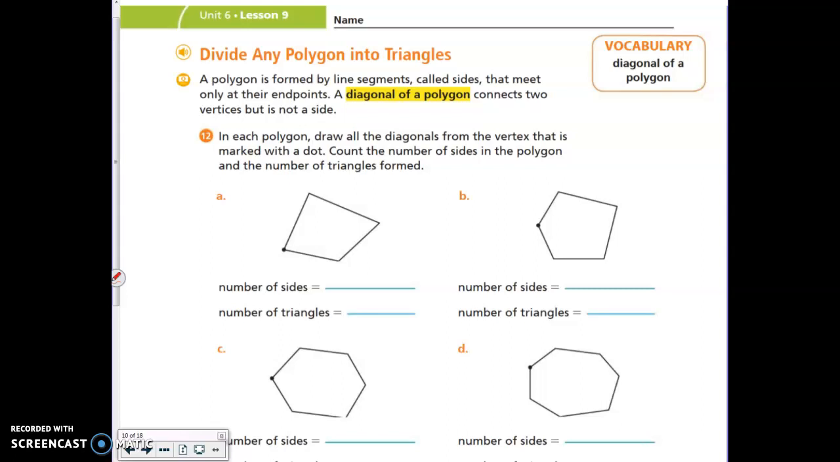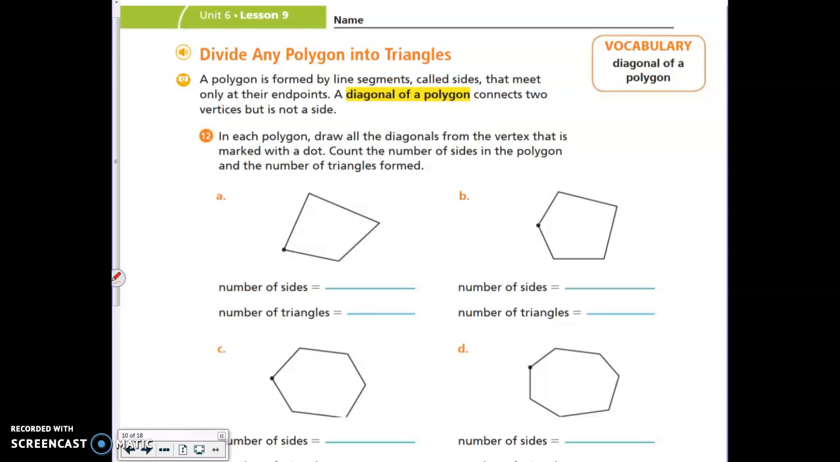So if you look at the title of this lesson, it does say divide any polygon into triangles. So clearly the work that we did with triangles earlier this year is going to be huge here. And hopefully we all remember that the interior angles of any triangle will always equal 180 degrees. And that's going to be the key for us as we move forward through this process.